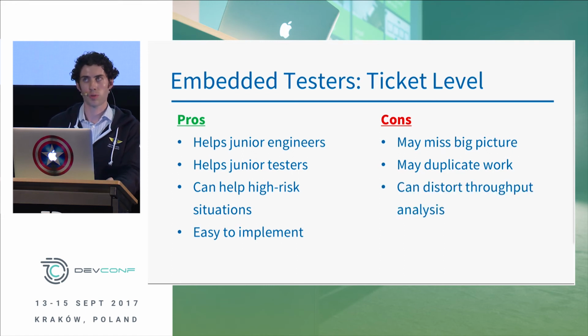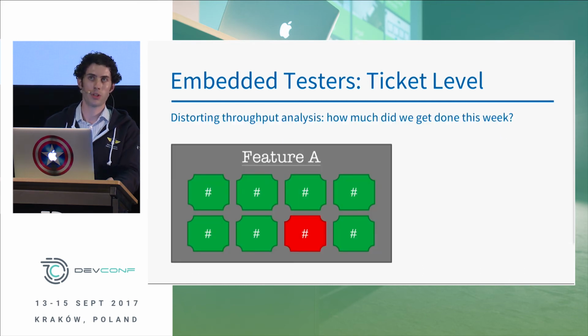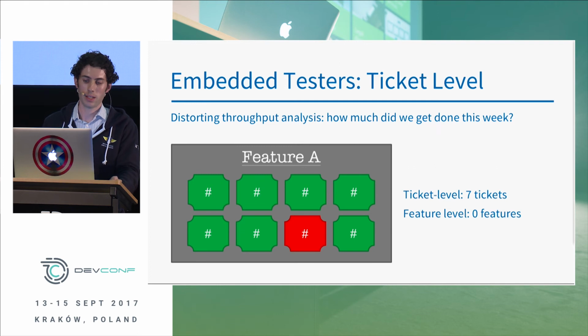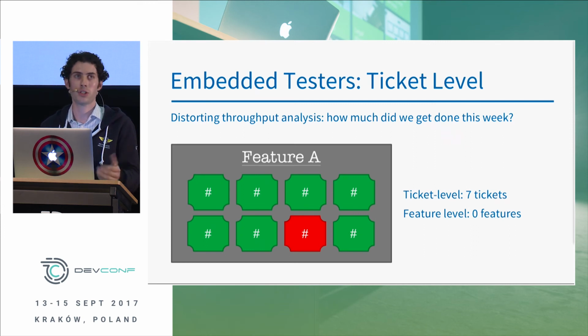And it can also distort throughput analysis. So what I mean by this is, let's say that we have a feature with 8 tickets, and we can't launch it to the users until they're all done. And we coded the 8 tickets, and one of them came back with a bug in it. So if we're asking how much work we got done this week, a ticket level analysis says we did 7 tickets, but a feature level analysis says we did 0 features because we didn't actually ship anything to the user. So that can be potentially confusing.